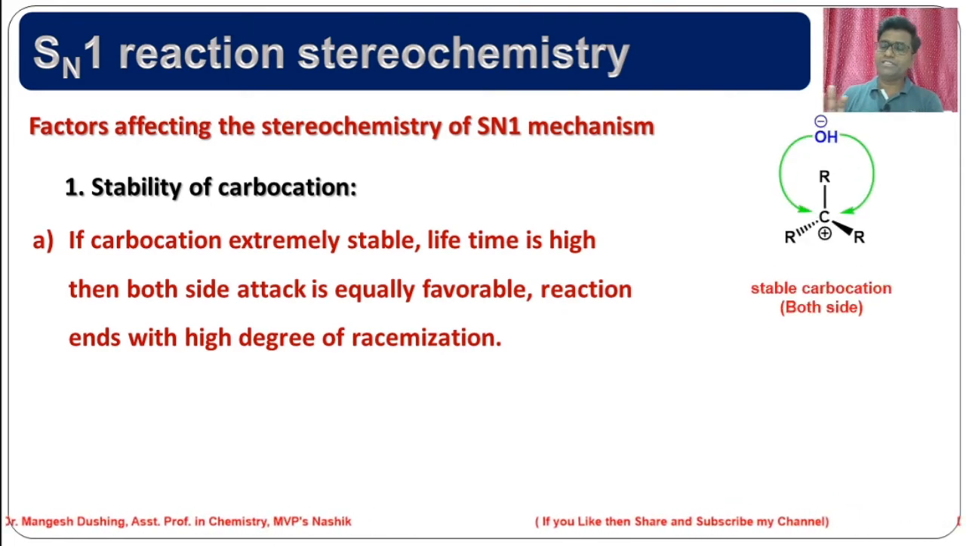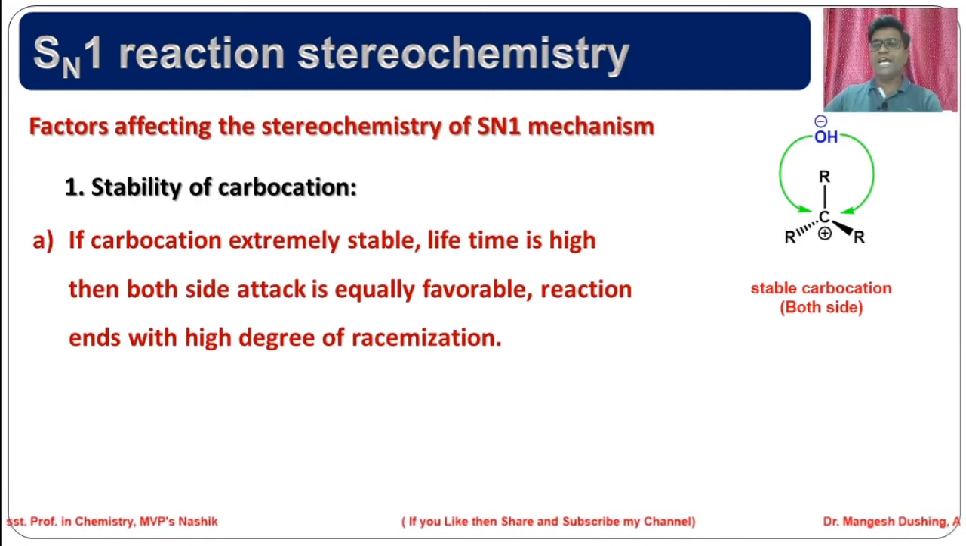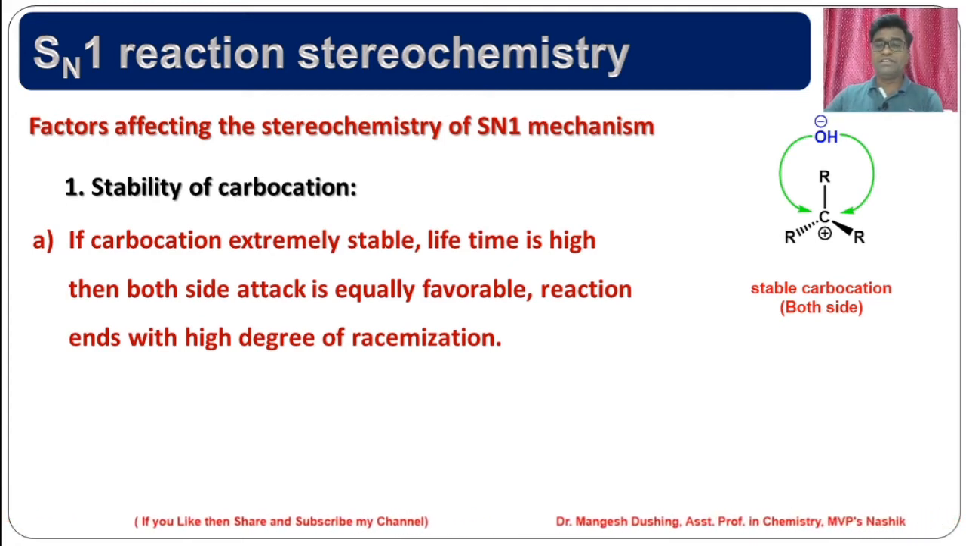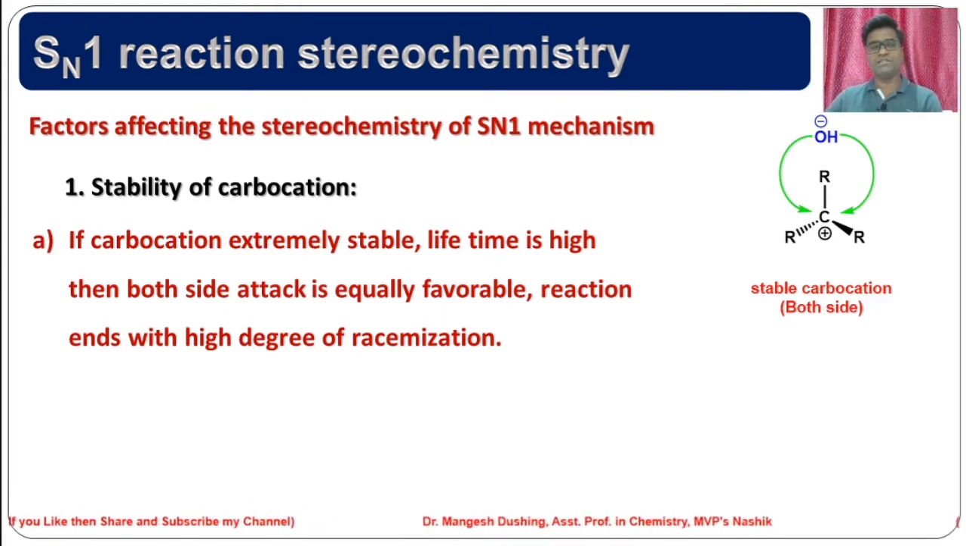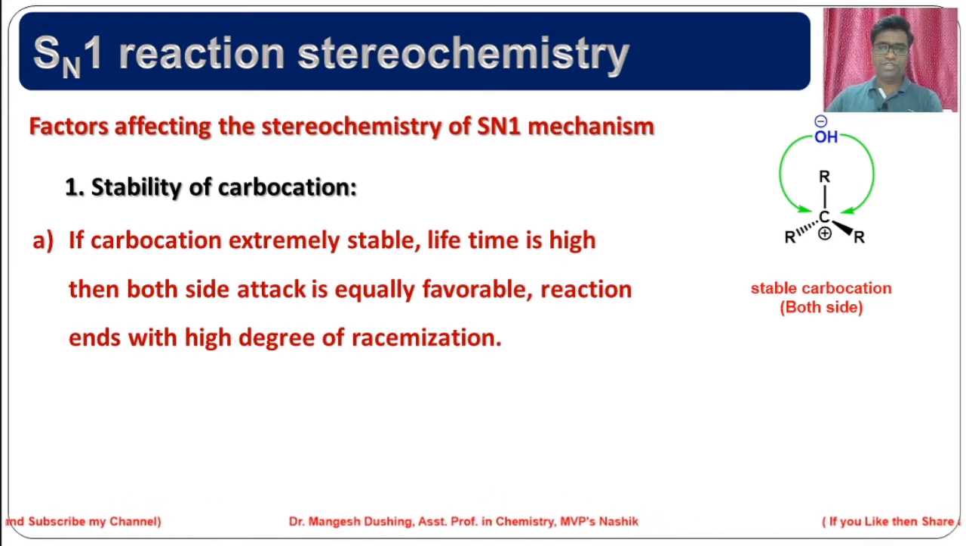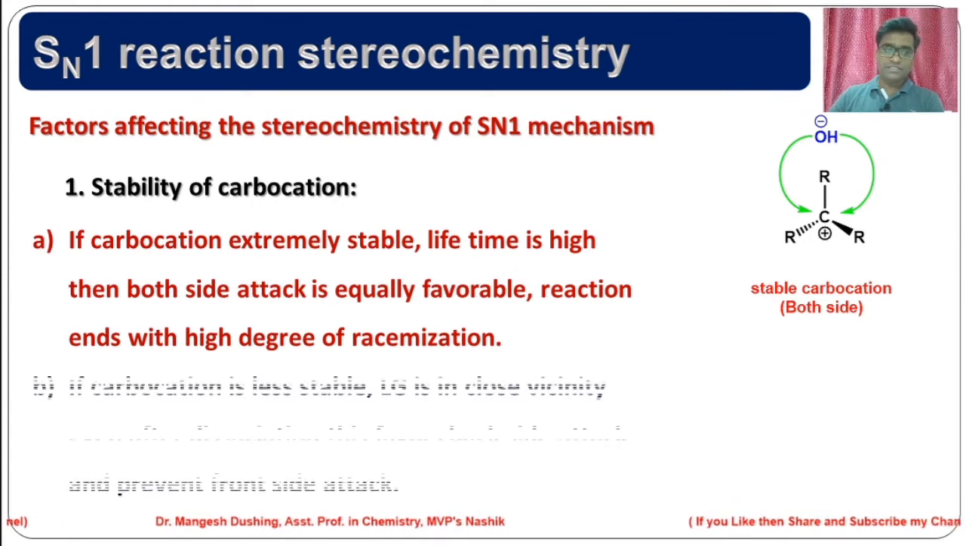If this is very stable, then the nucleophile comes from the back side as well as the front side of the leaving group. If that carbocation is very stable, then both side attacks are equally possible. We will get a 100% racemic mixture as a product, that is 100% racemization. But what if the carbocation stability is less?